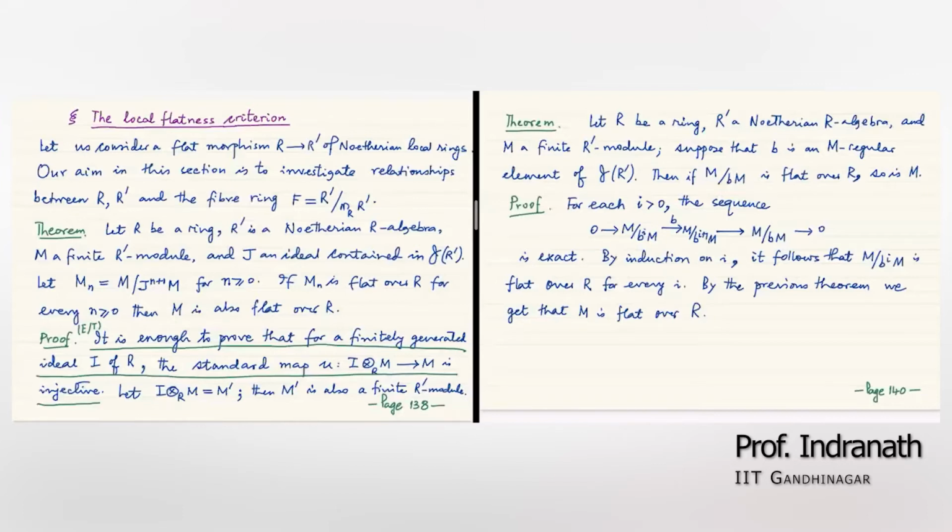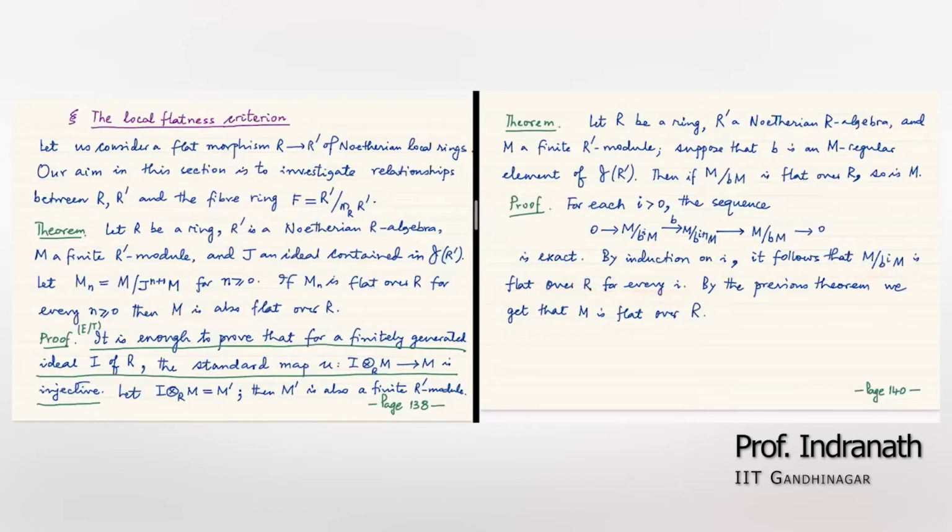It's not too difficult because we are going to use this theorem. For each i, look at this sequence: M mod b^i M, then M mod b^(i+1) M, and then M mod bM. You have this multiplication by b map out here, and because of the regularity condition, you have this exact sequence. And now by induction on i, it follows that this is flat over R for every i.